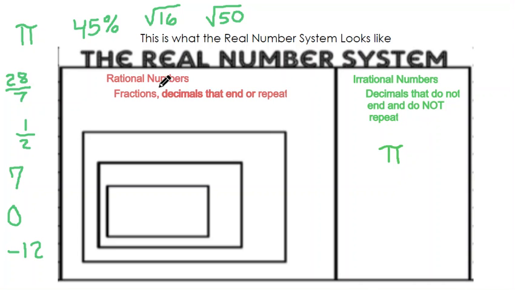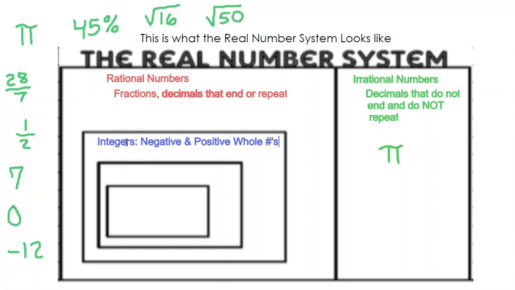But if it's a rational number, if it's a fraction, a decimal that ends or repeats, it can be broken down into smaller subsets. Inside of rational numbers, the next subset is called integers. Integers are negative and positive whole numbers, like -10, -17, -4, -1,000,000. Any negative or positive whole number is considered an integer.